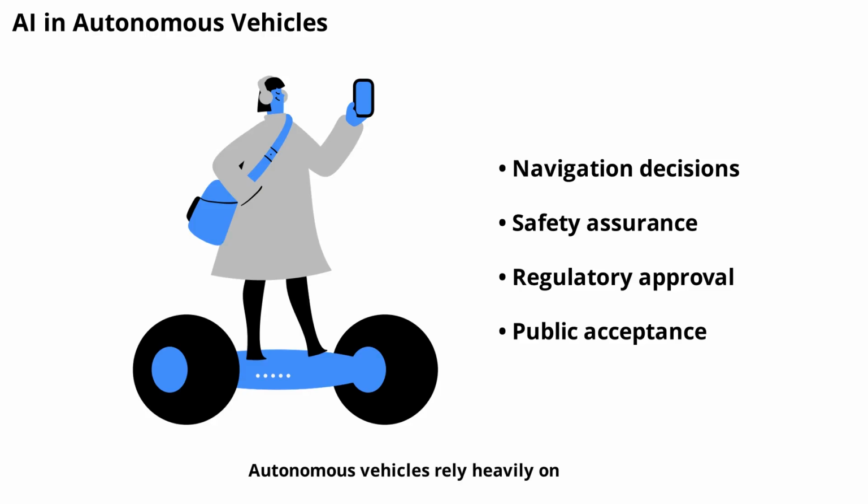Autonomous vehicles rely heavily on AI for navigation and decision-making. Explainable AI helps engineers and regulators understand why a vehicle made a particular maneuver. This transparency is vital for safety, regulatory approval, and public acceptance of self-driving technology.